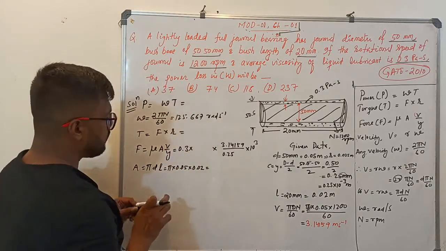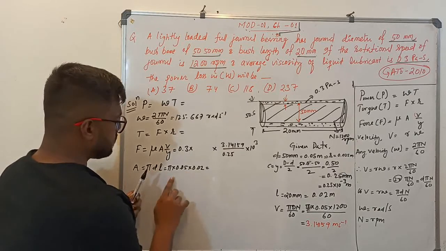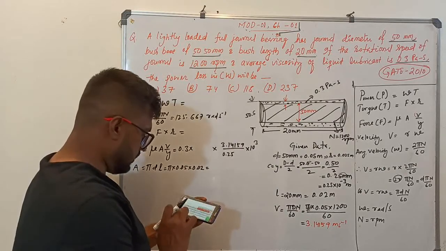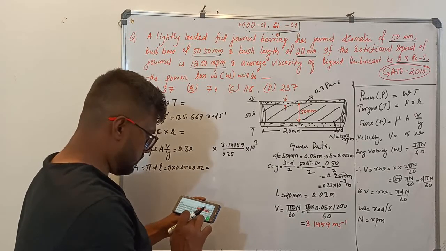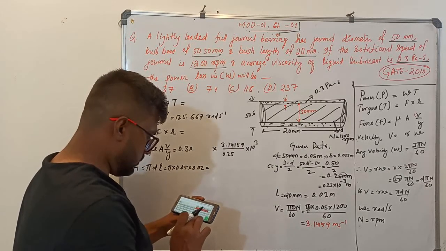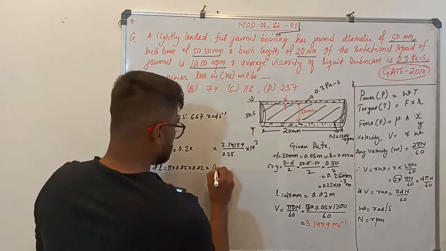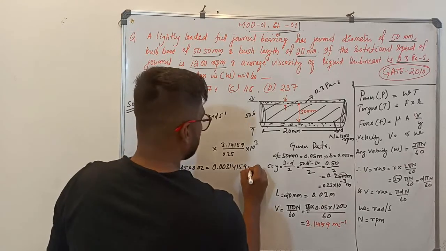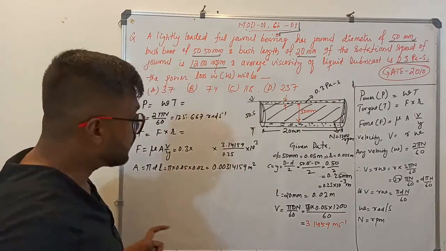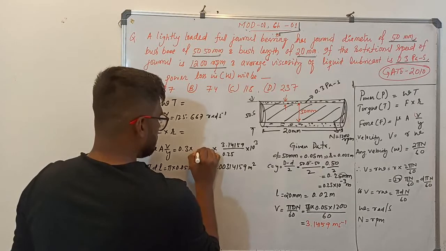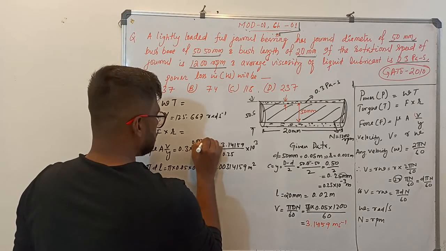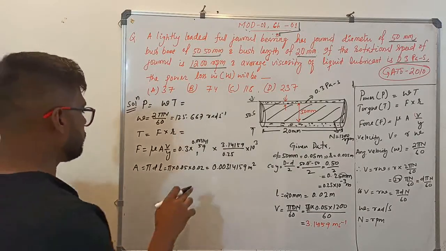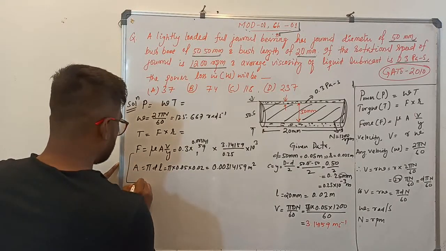So how much will you get the value? Pi into 0.05 into 0.02. How much are you getting? 0.00314159 meter square. Okay? Use the same value here. Put it here. 0.00314159. Okay, area. So after that, calculate F.